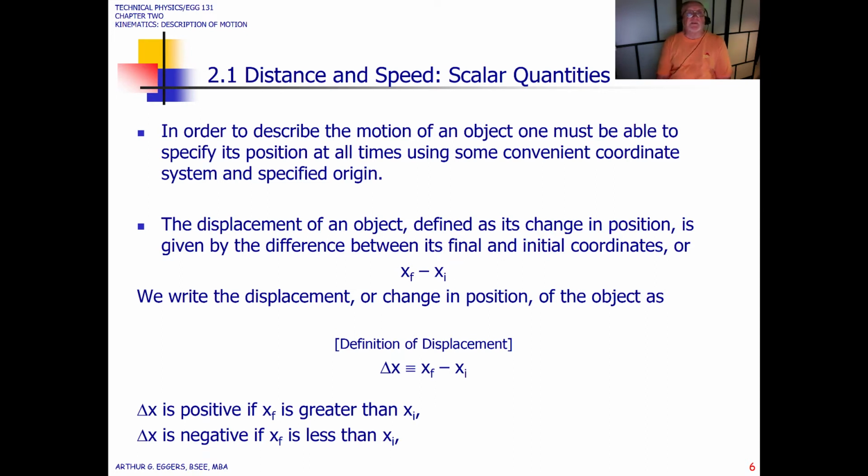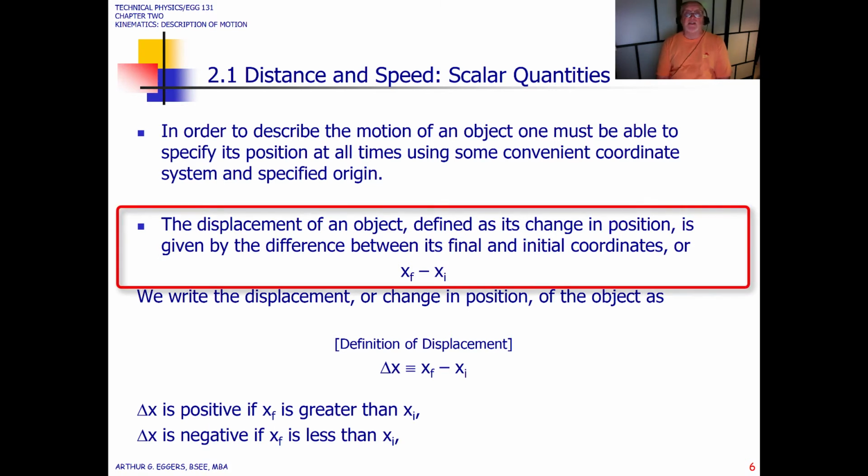The displacement of an object, defined as its change in position, is given by the difference between its final and initial coordinates, or in this case, x final minus x initial. Sometimes that x initial will have what looks like a little 0 or an O down there, x naught. It's the same thing. So when you see x with a little subscript with a 0 or an O, that's x naught, and that just means initial.